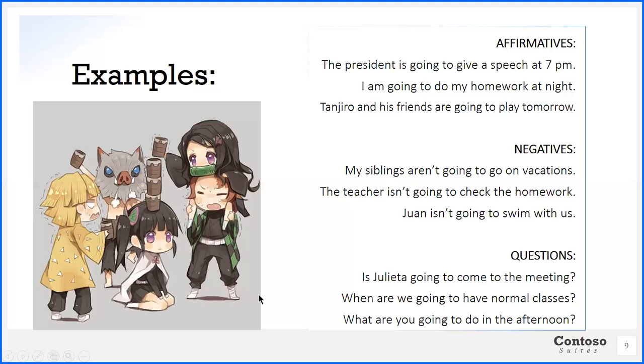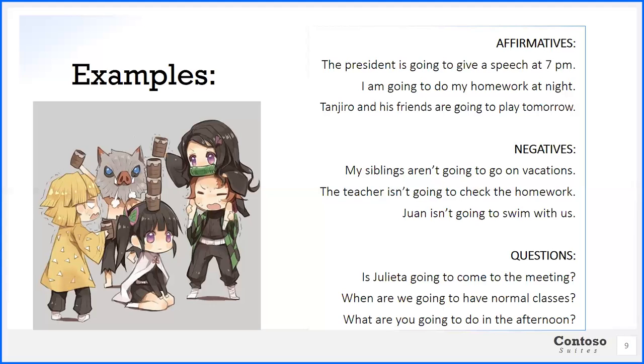As for questions, it follows the same structure as will. In this case, we always start with the verb to be instead of with will. So is Julieta going to come to the meeting? The same way we add a WH question for will, we're going to follow the same instructions for going to. So we're going to add the WH question at the beginning, right? So why is Julieta going to come to the meeting?